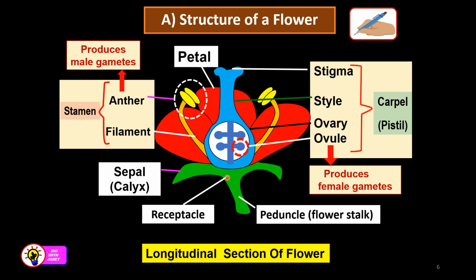Next, there is the layer of tissues that are green in color. This is called the sepal. A collection of sepals is called the calyx, right? The sepal protects the flower bud as it is developing, by enclosing the flower bud when the flower is still young. Now, the receptacle is just a base where the flower rests, so nothing much there. The peduncle is the flower stalk that supports the whole flower, all right?